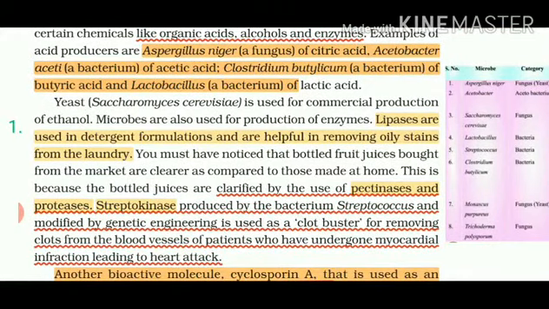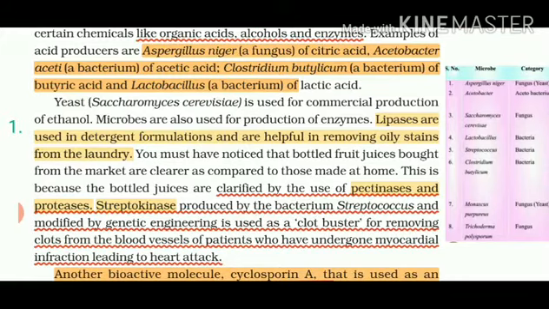The enzymes which are useful in our daily life. How are they being made? Number 1 is lipases. They are used in detergent formulations and are helpful in removing oily stains from the laundry. So whatsoever detergent you are using, Surf Excel, Tide, all these contain this enzyme lipase.